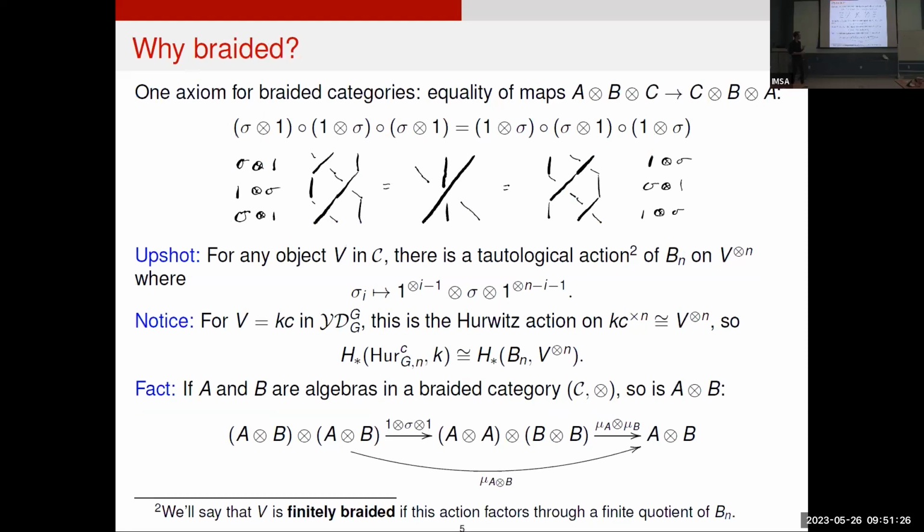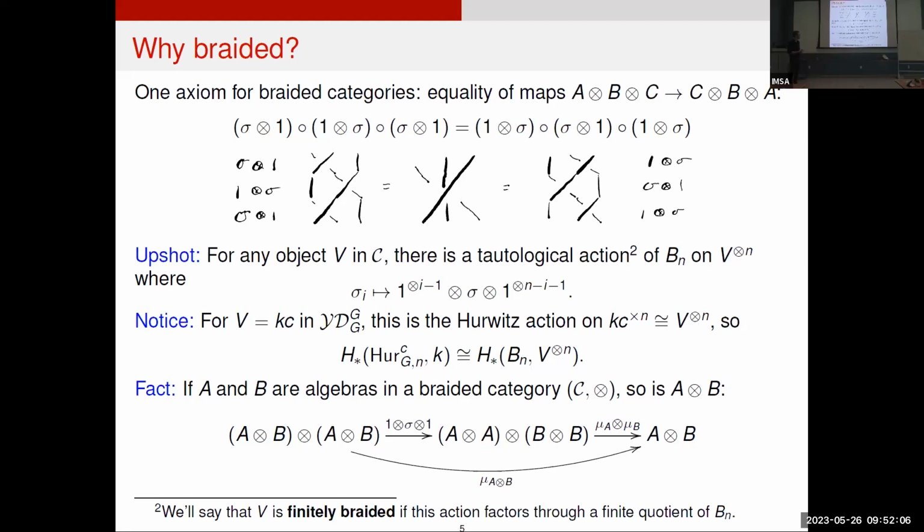So we have a rephrasing: the thing we want to compute, the homology of the Hurwitz spaces, is the same thing as the homology of the braid group with coefficients in the n-fold tensor power of this particular Yetter-Drinfeld module, with tautological action coming from the structure of the category. So I've transformed the question in algebraic geometry to a question about group homology arising from the category. Which probably makes half of the audience very happy and half of the audience very unhappy.